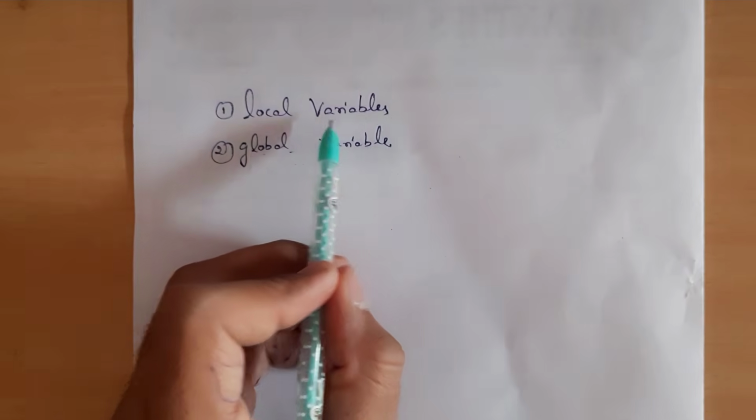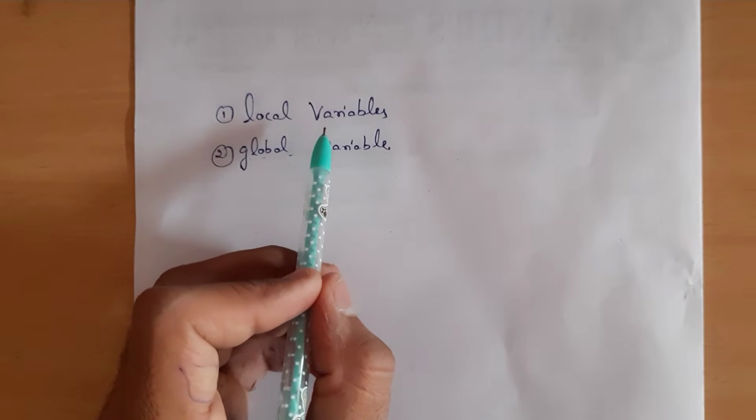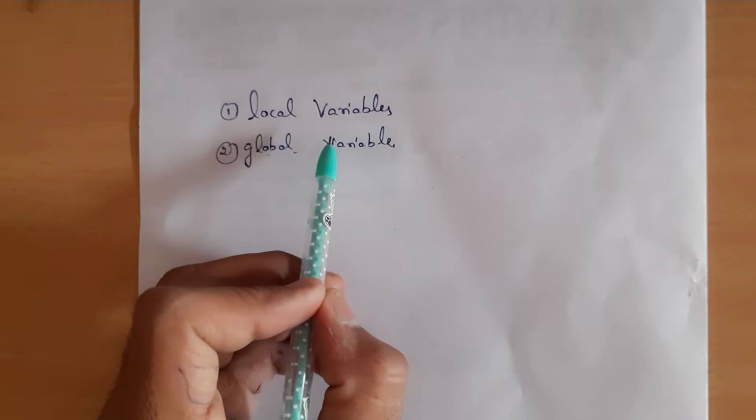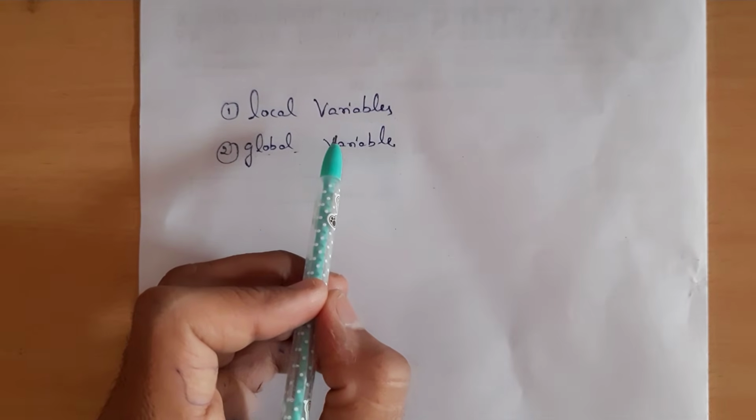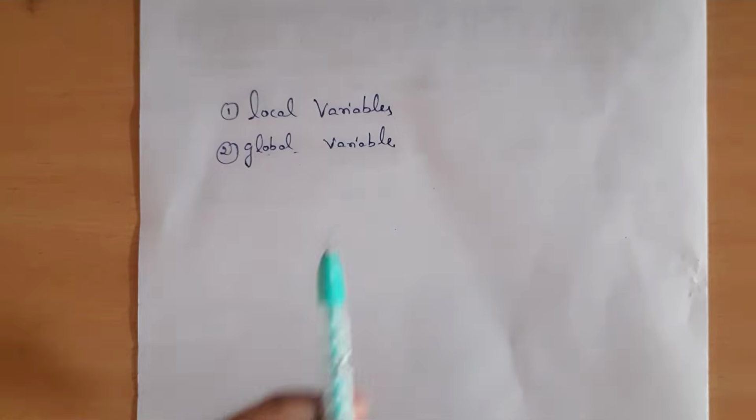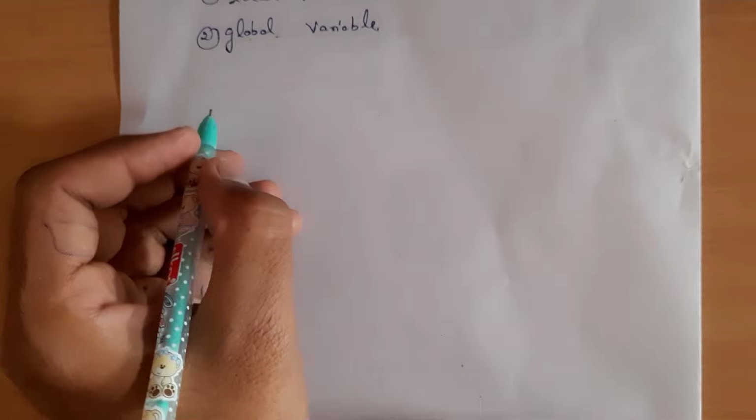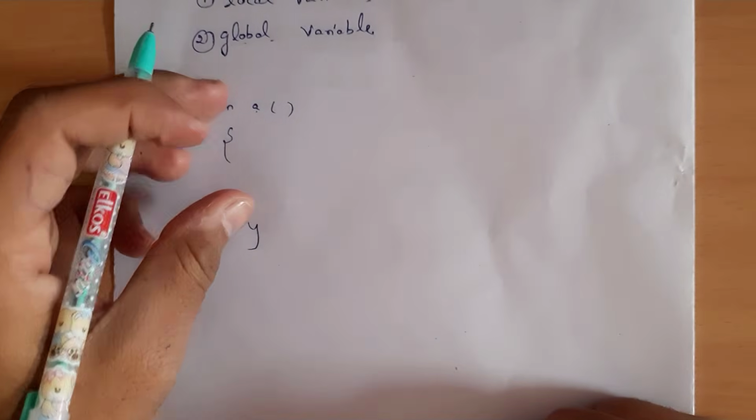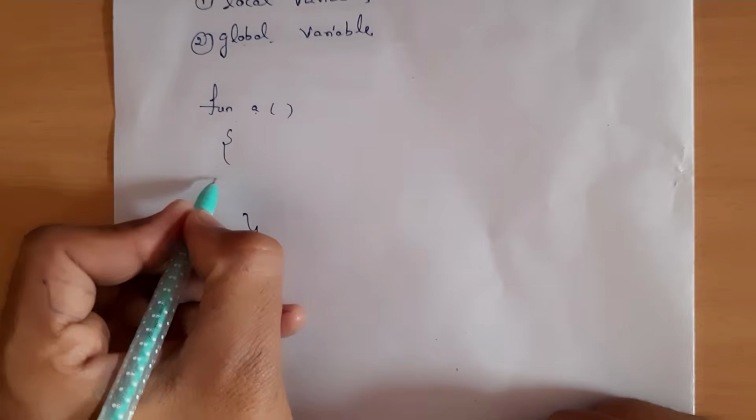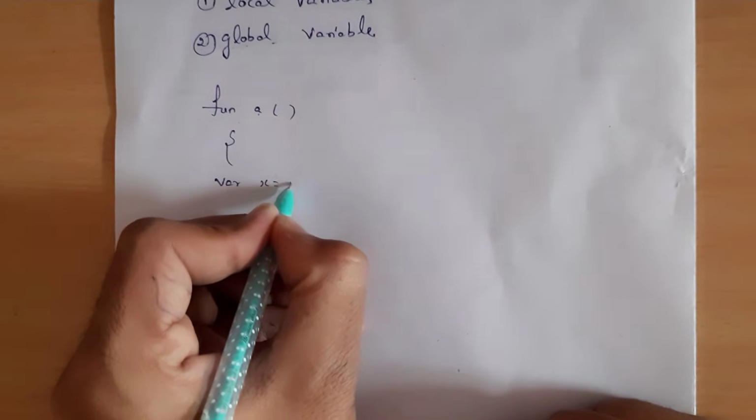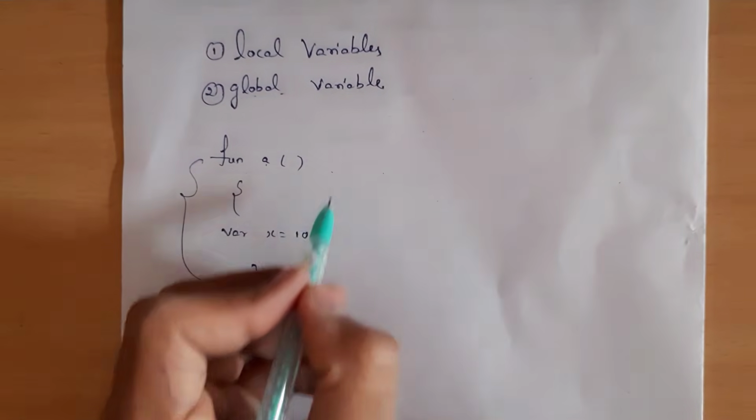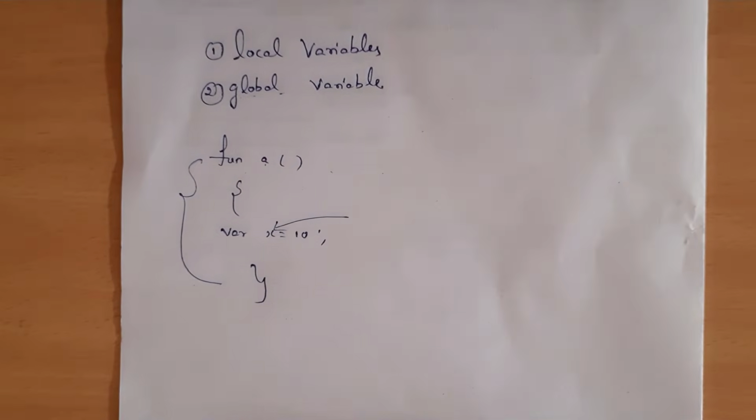Definition of local variable: variables which are declared inside the function are known as local variables, whereas variables which are declared outside the function are known as global variables. For example, this is function A, this is the function name, and I am declaring a variable inside the function like variable x equal to 10. If I declare a variable inside the function, this is known as a local variable. This x is known as a local variable.